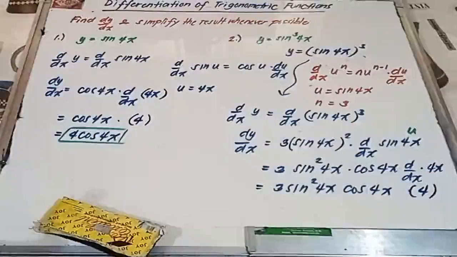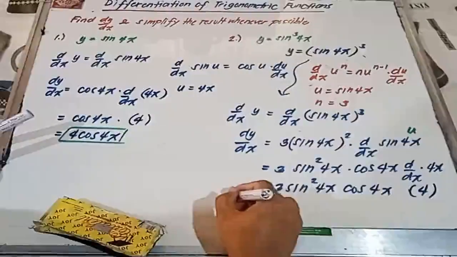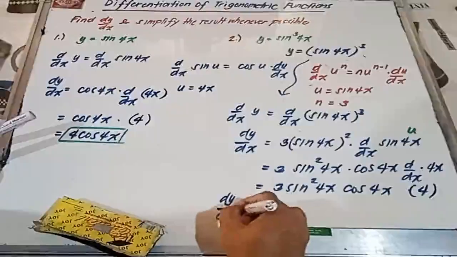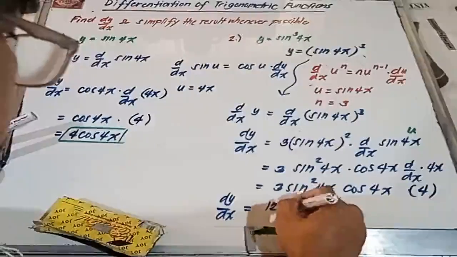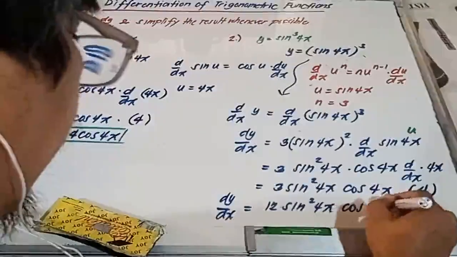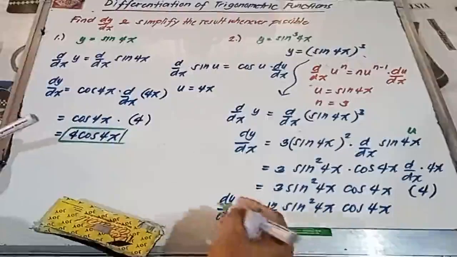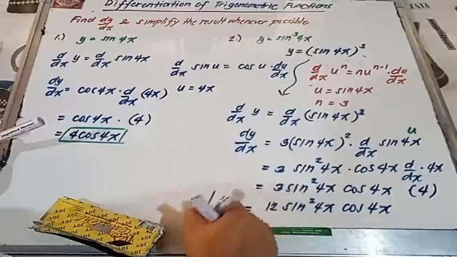Okay? Now, the next is to multiply 4 and 3. Okay, so we have 4 times 3 is 12. So therefore, dy over dx is equal to 12 sine squared 4x cosine 4x. Okay, so that is our answer dun sa ating example number 2.